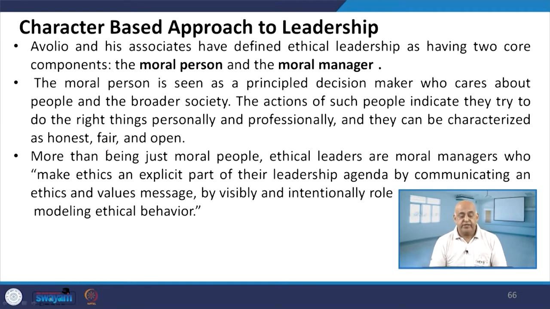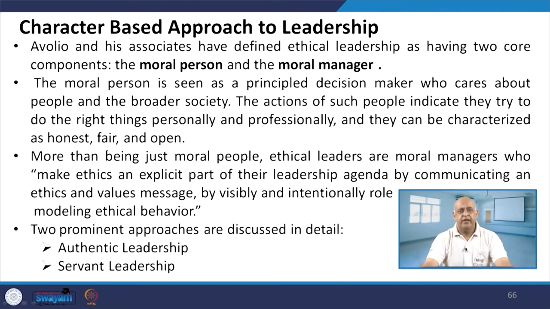Brown, Treviño and their associates have defined ethical leadership. In the previous session, we talked about moral leadership, with two core components: the moral person and the moral manager. The moral person and moral manager is the principal decision maker who cares about people and the broader society. I would like to give the example of a WTP, a water treatment plant. The establishment of a water treatment plant and taking care of the environment is also an example of the moral person and the moral manager.